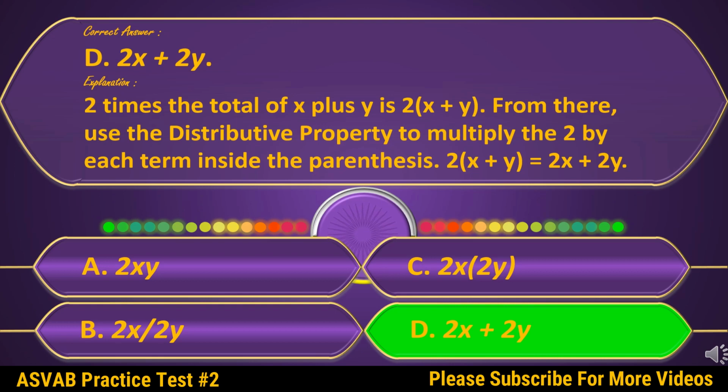2 times the total of x plus y is 2 into (x plus y). From there, use the distributive property to multiply the 2 by each term inside the parentheses. 2 into (x plus y) is equal to 2x plus 2y.